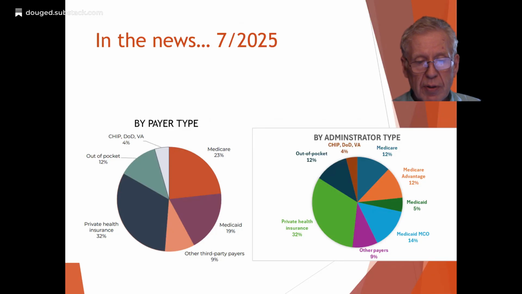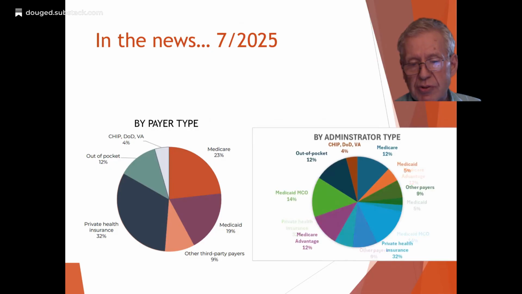Similarly, for Medicaid, which accounts for 19% of the payer types, 14% is under Medicaid managed care organizations, while only 5% is straight pass-through, analogous or closer to the traditional Medicare. So that gives us an insight, but it's a bit confusing. So let's shift that around a little bit.